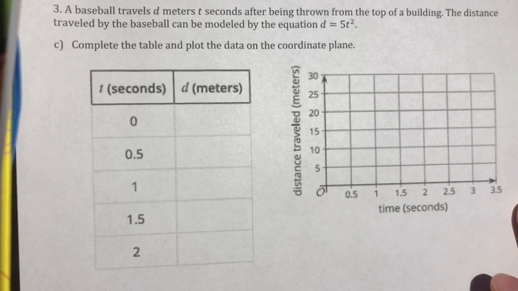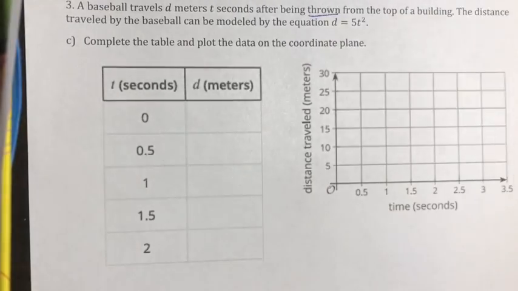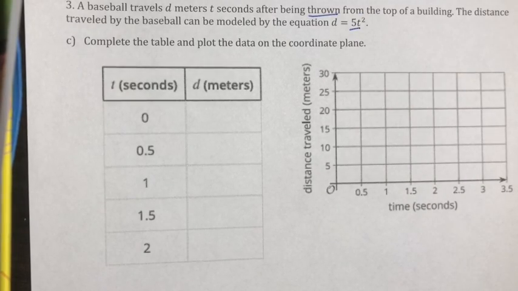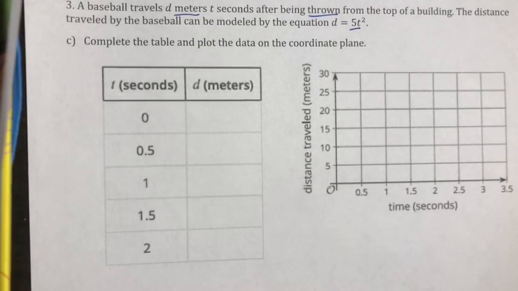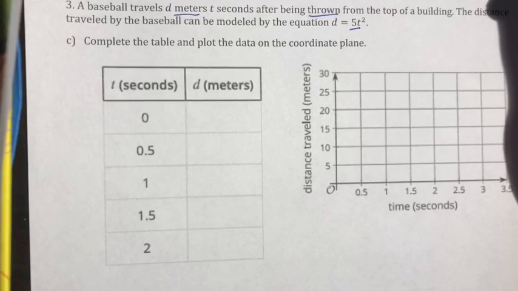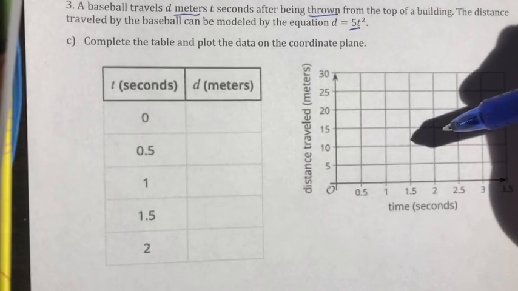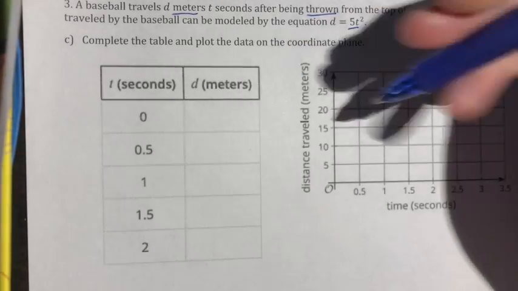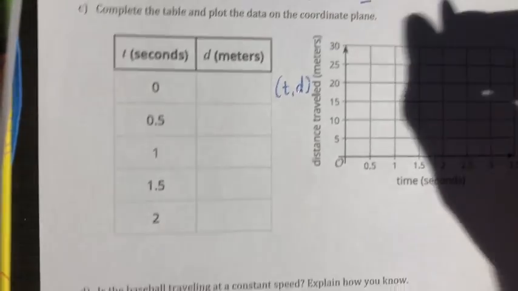So the baseball travels d meters in t seconds, being thrown from the top of the building. So even if it's thrown, it can still be modeled quadratically, just with a different number. And notice we're doing meters this time, not feet, so that's why it's not 16. So complete the table and plot the data that you came up with. Plug in your seconds and then just plot the ordered pairs. Your ordered pairs are t comma d, not x comma y.